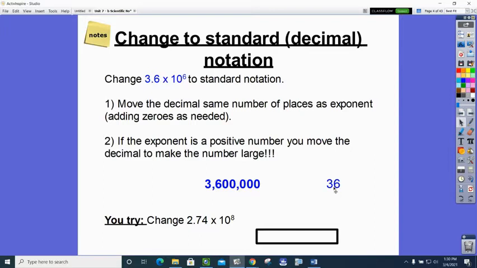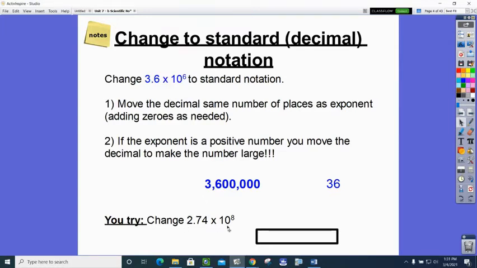My cursor is at the decimal. I move it 6 places to make this number bigger because the 6 is positive. So I'm going to go around the 6, which uses up one of the places, and then add 5 zeros. And you can see the answer right here. 3,600,000 is 3.6 times 10 to the 6.